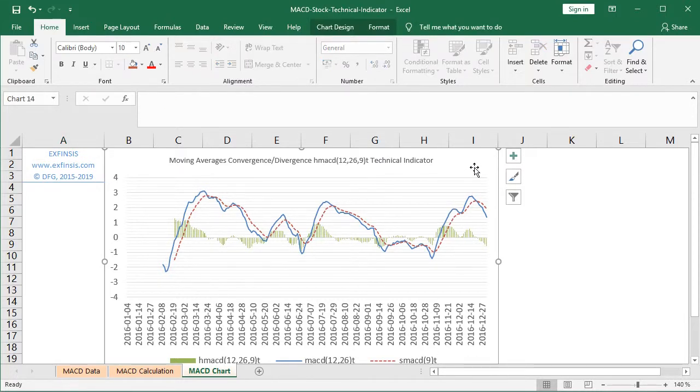Excellent. So now that we've finished studying the MACD calculation and the visualization of this technical indicator within its corresponding chart, let's go back into the slides.